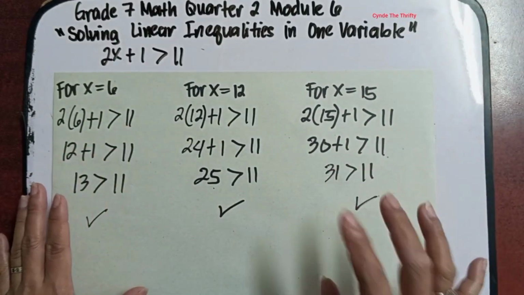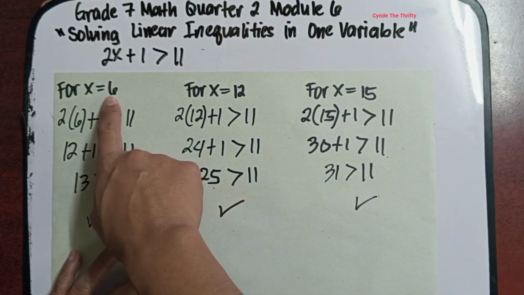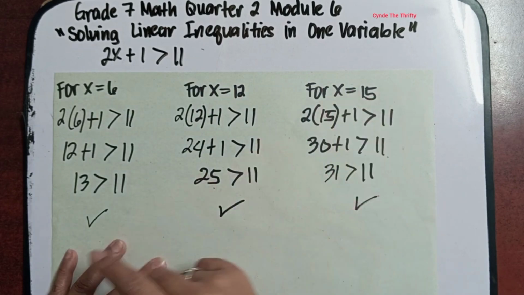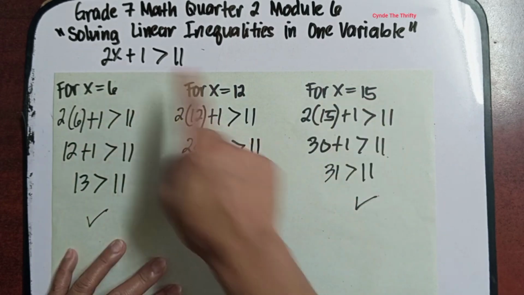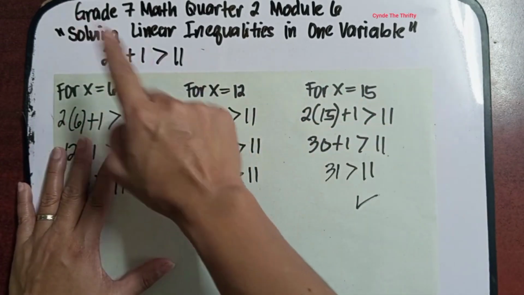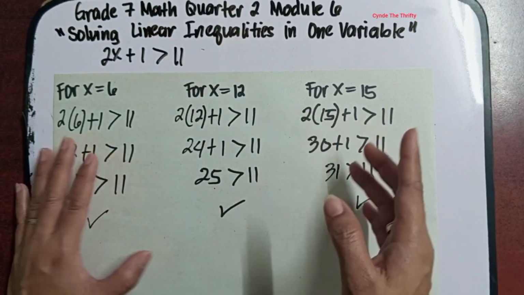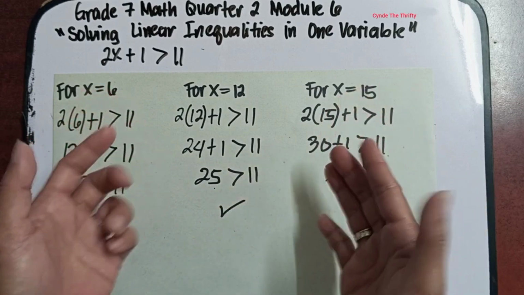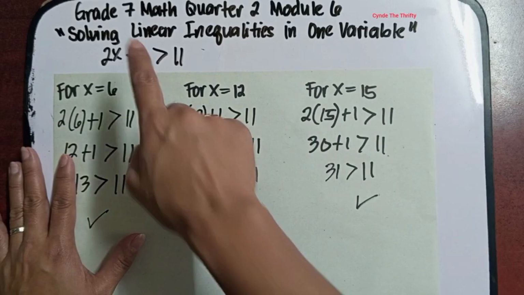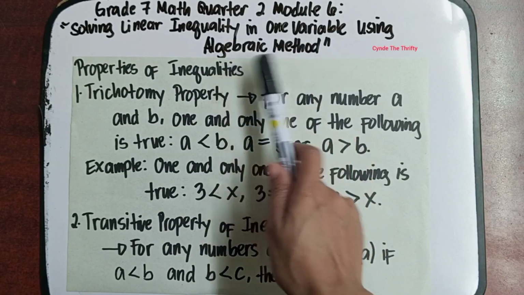Base sa ating mga sagot, so ang part ng solution set natin are positive 6, positive 12, at positive 15 para maging true ang ating linear inequality. O, di ba napakadali lang ng method 1 natin kung paano natin hanapin ang solution ng linear inequality. That is guess and check from the given replacement set. So, isolve mo lang talaga yung binigay sa iyo na replacement set para mahanap mo kung saan doon ang solution sa iyong linear inequality.